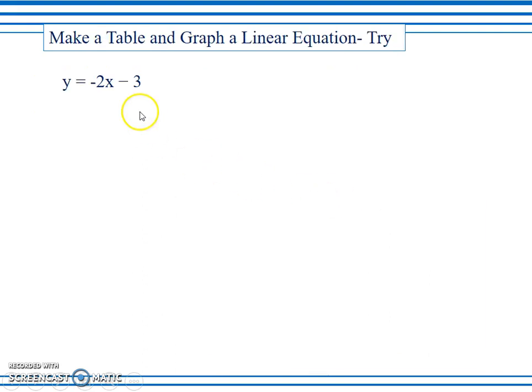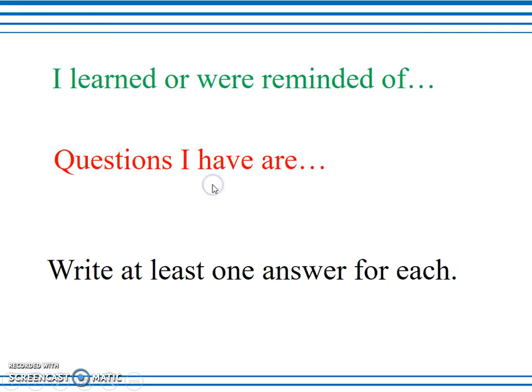So here's one for you to try all on your own. y equals -2x minus 3. So you're going to make your table with x values. You're going to substitute in your x values to find your y's. You're going to plot the points and connect the points with a line that has arrows on both ends. Last, tell me something that you learned or were reminded of and a question that you have.